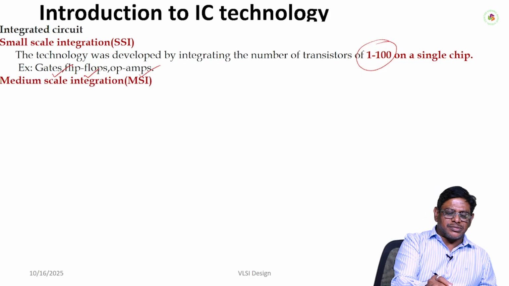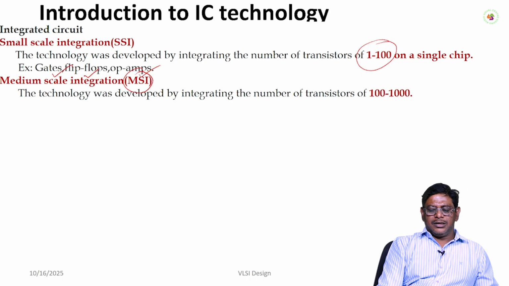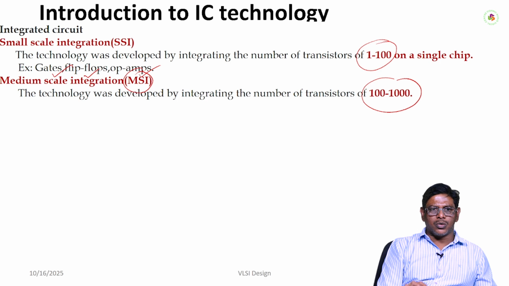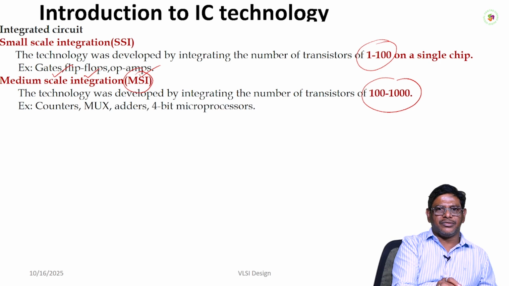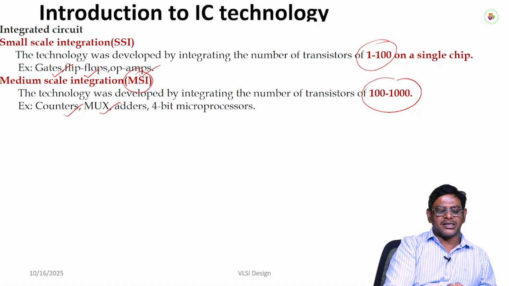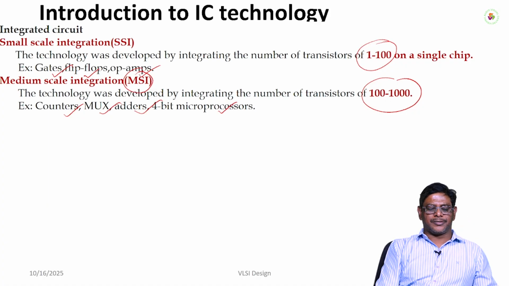When it comes to medium scale integration, MSI, the number of components in a circuit is 100 to 1000. Some examples are counters, multiplexers, adders, and 4-bit microprocessors.